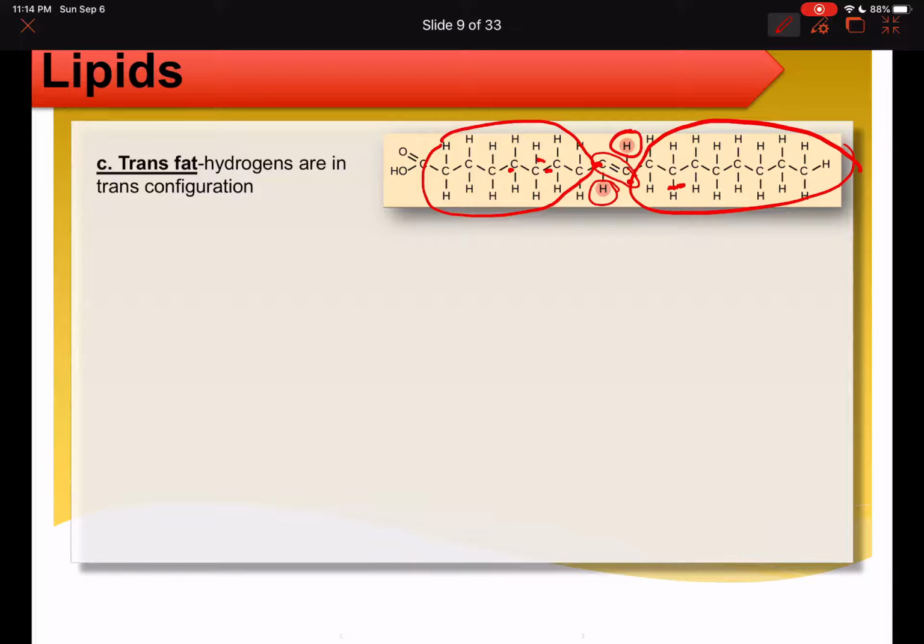Okay, so that's why trans fats, in trans configuration, tend to be very similar to saturated fat in a way that they can stack on top of each other like that, forming plaques. Okay, so that's why trans fat is not good for our health as well.